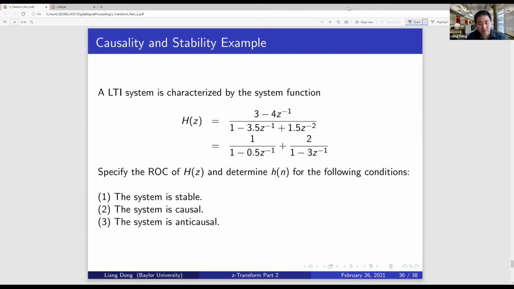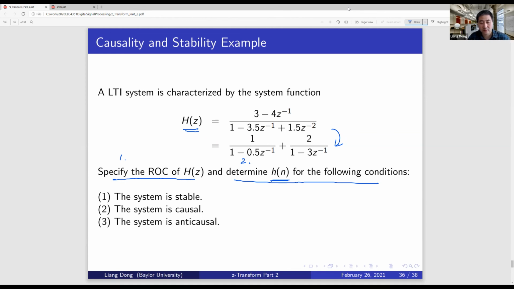I have a linear time invariant system characterized by the system function H(z), and I already did the partial fraction expansion for you. Using these, you can find the poles of the system. I want you to specify the region of convergence of H(z) first. You have two parts to do for each problem, don't forget. The first is to specify the region of convergence. The second is to find the impulse response under three different conditions.